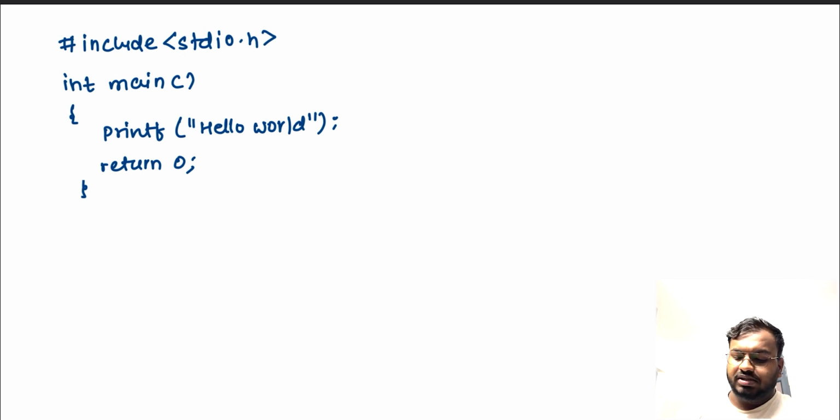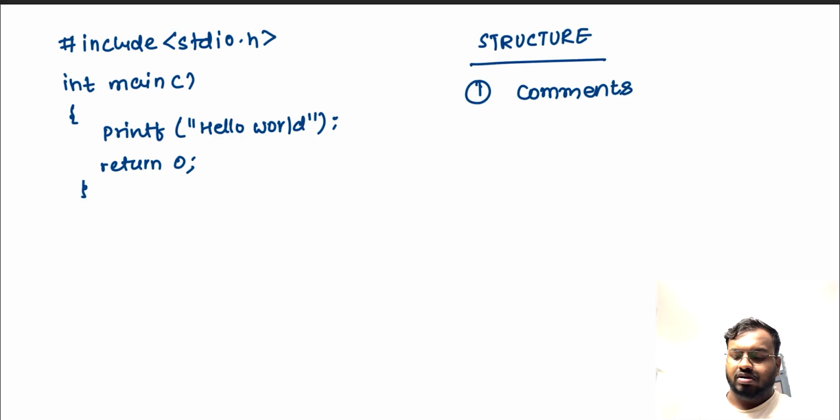So, if I discuss the structure of a C program, first there are comments. Comments are generally for documentation purposes. This is for programmers, for us, so that we can document our program very well. Generally, this is ignored by the compiler, meaning the compiler ignores the comments. So a comment is just for documentation purposes.